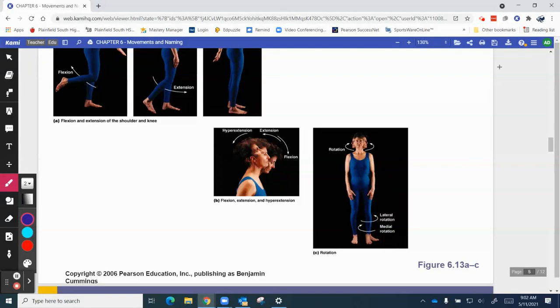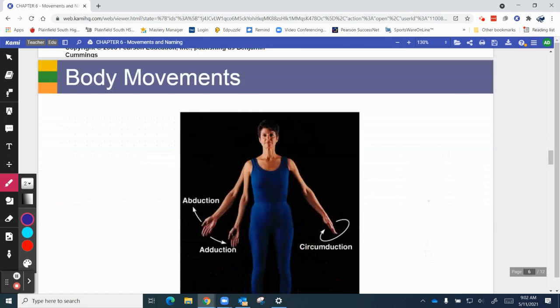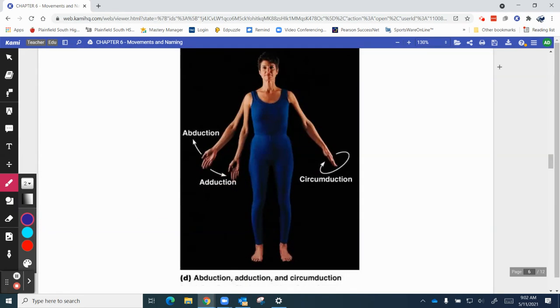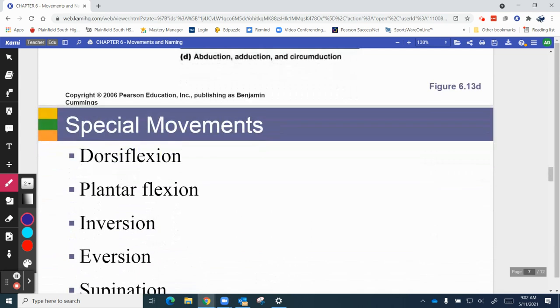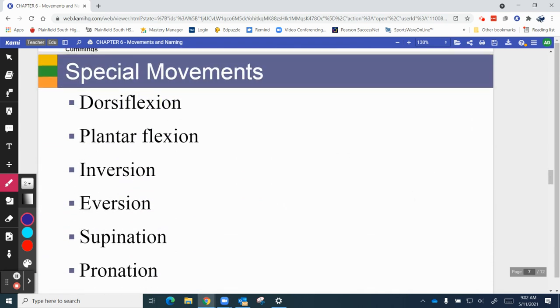You can see the difference between rotation. Okay. And there's a couple other ones. Here's the circumduction that I was talking about, ab and adduction. All right. But those are a couple I would make sure you take a look at. A few of the special movements that we take a look at.